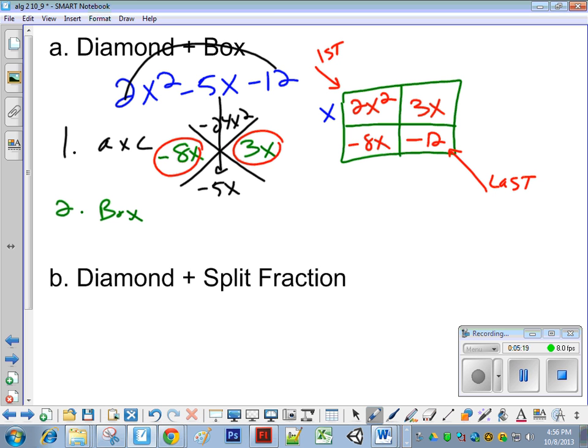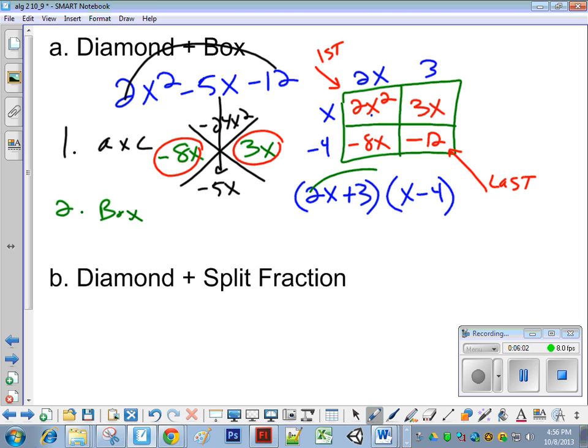Once I have that first position, now we just divide. 2x squared divided by x will be 2x, and I put it right above. 3x divided by x will be 3. Negative 8x divided by 2 will be minus 4. This last one should work out. Negative 12 divided by 3 is also negative 4. So now I convert these into binomials. One of them will be 2x, and since there's no sign, is an understood plus, and the other one is x minus 4. Let's FOIL to check that out to see if it works.